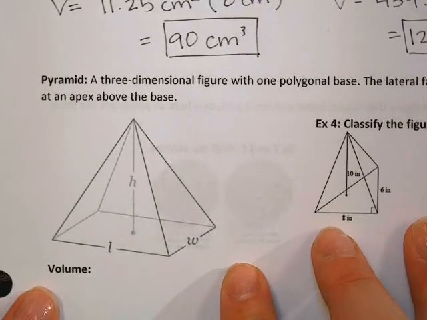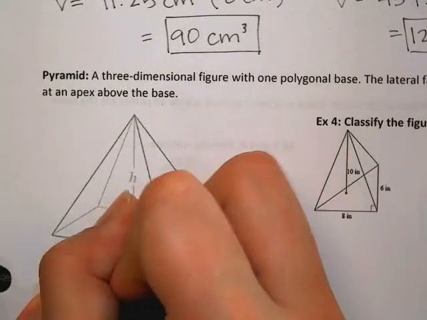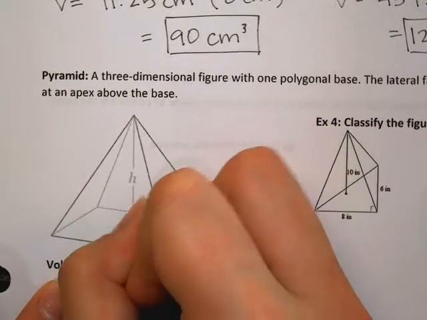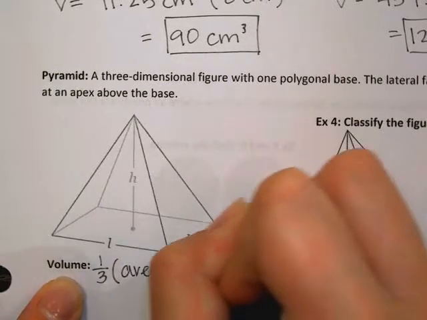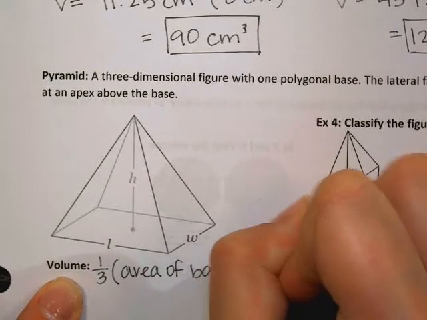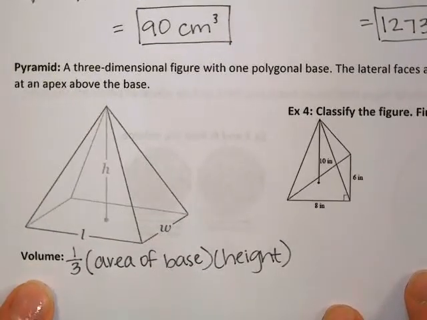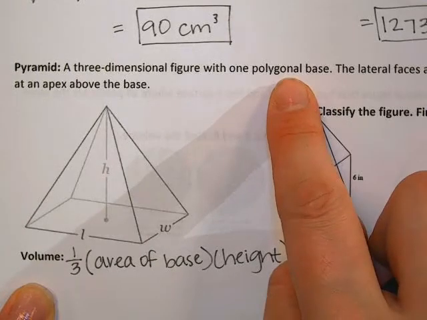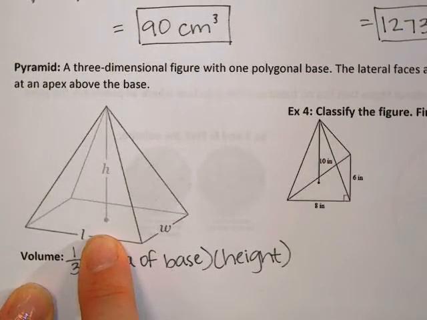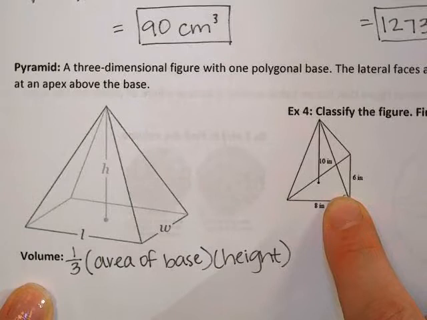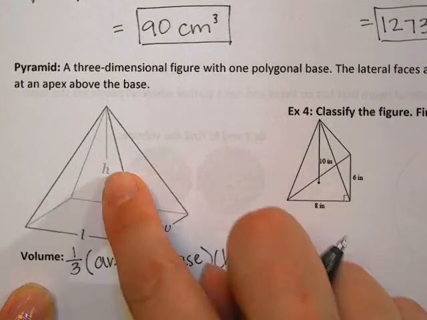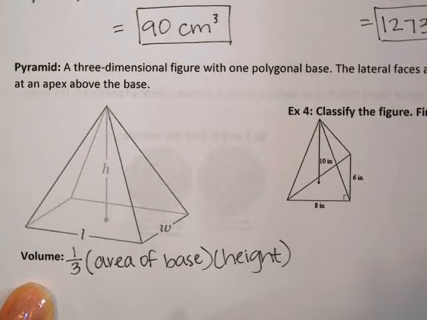All right, the next is a pyramid. And so the volume of a pyramid is 1/3 times the area of the base multiplied by the height. So a pyramid is a 3-dimensional figure with one polygonal base. So this one happens to be a rectangular base. This one is a triangular base. You could have a trapezoid. You could have all sorts of different bases. The lateral faces, those are all the sides, are triangular, and they meet at an apex above the base.